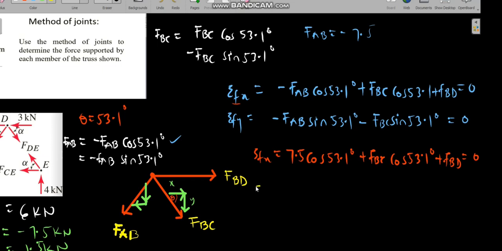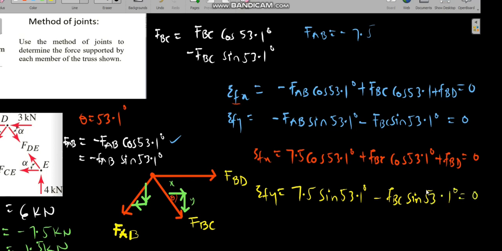So summing the forces in the y-axis too, that will be minus FAB. You know FAB to be 7.5, so it becomes 7.5 sine 53.1 degrees minus FBC sine 53.1 degrees. This will be equal to 0.